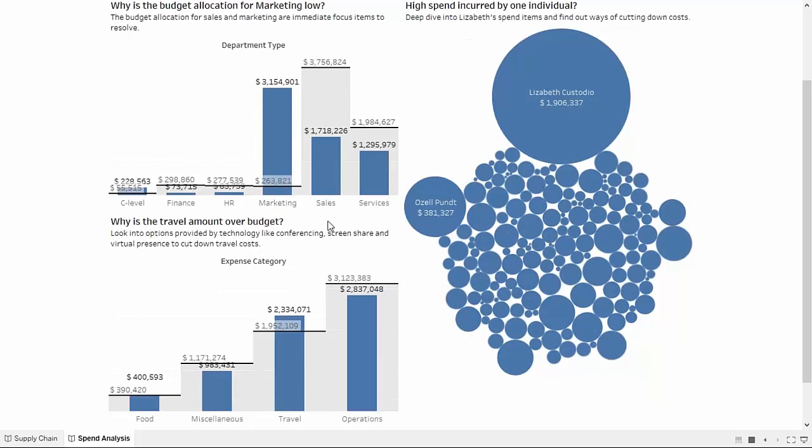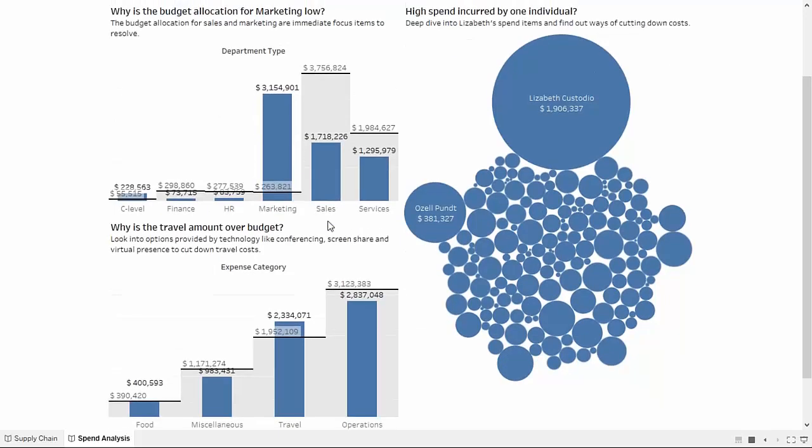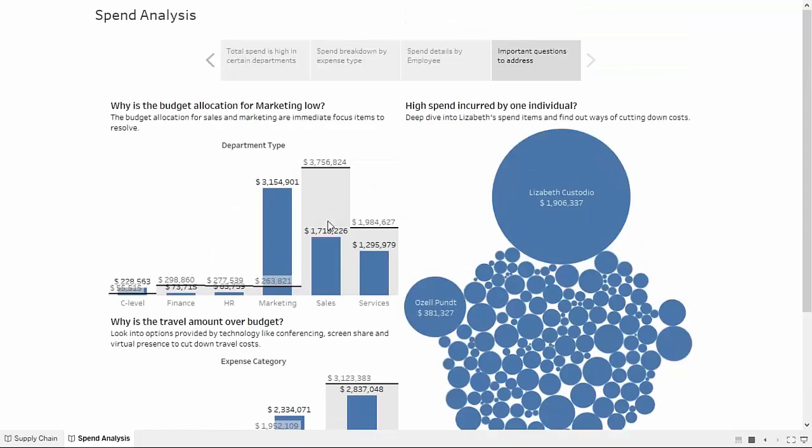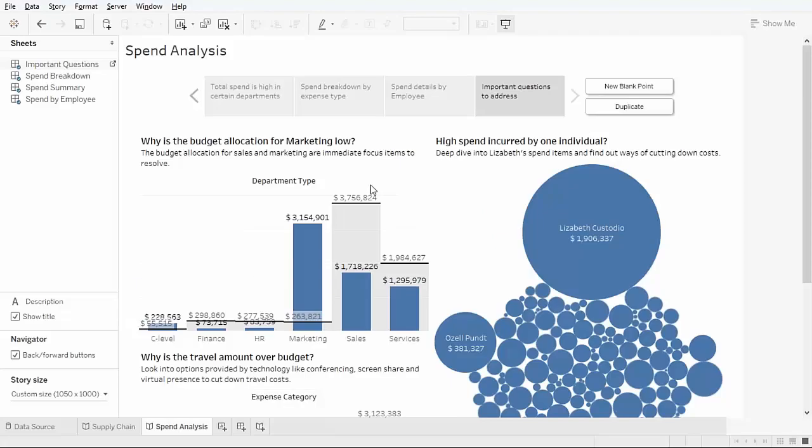Similarly, as I said earlier, we need to look at the budget allocated to travel, educate our team, our employees to use technology like conferencing, screen share, virtual presence to cut down the travel cost. So the idea of sharing these dashboards with you folks is basically these dashboards bring out the insights and you further question them, which helps you to make an idea of how the spends are happening and can I curb them down.